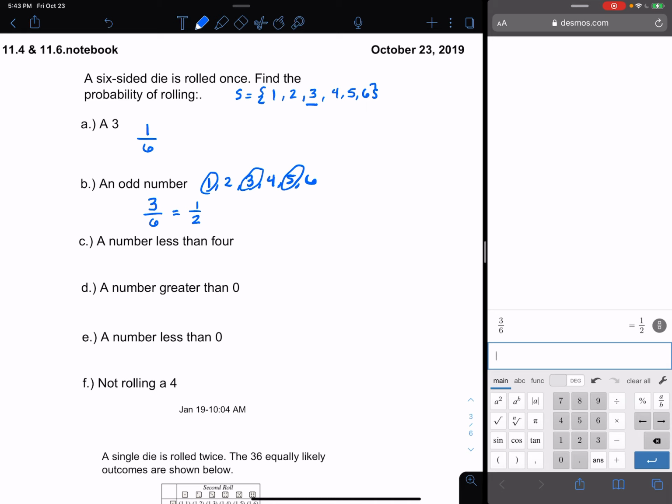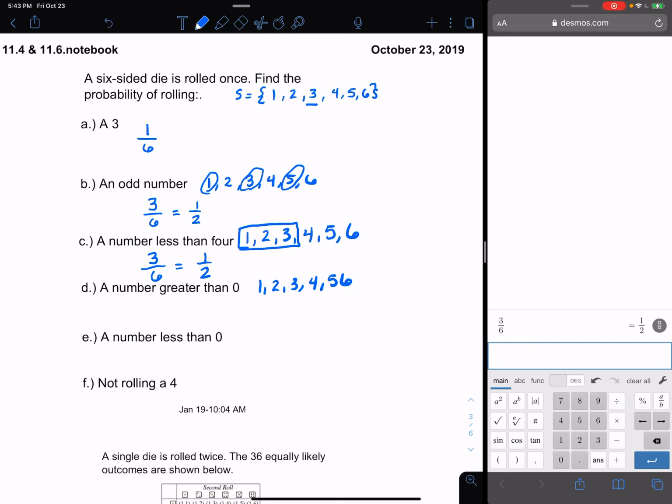If we look at part C, they were asking us here to find the probability of rolling a number less than 4. So remember, when we're talking about less than, it has to be below that number. So it could be the numbers 1, 2, or 3. So there's 3 possible things we want out of those 6 total things, which once again gives us that probability of 1/2.